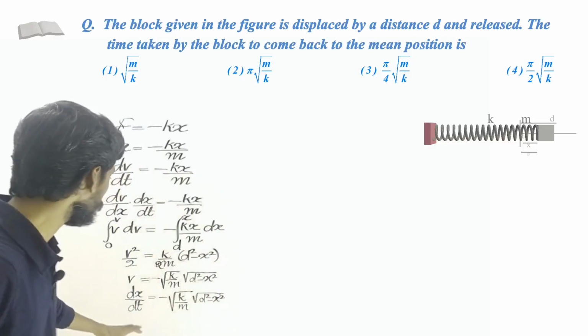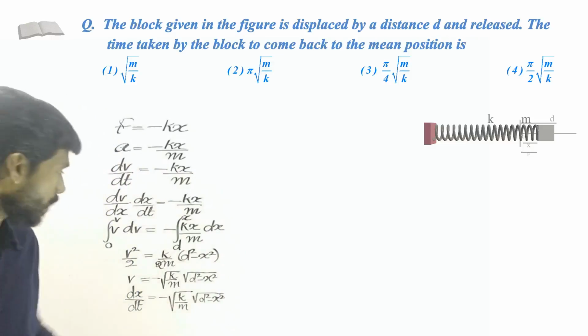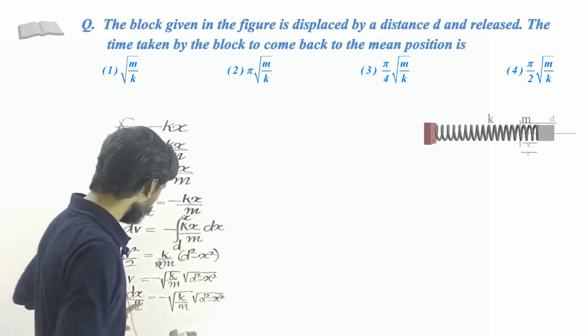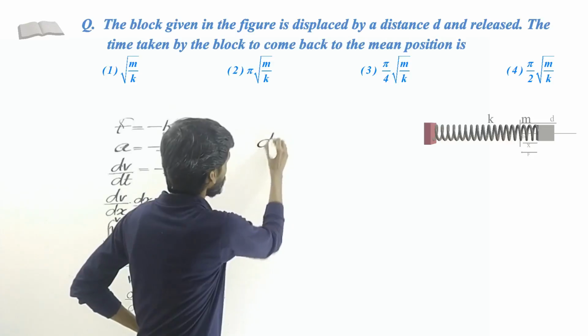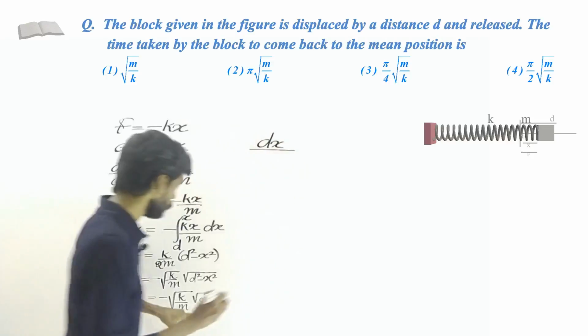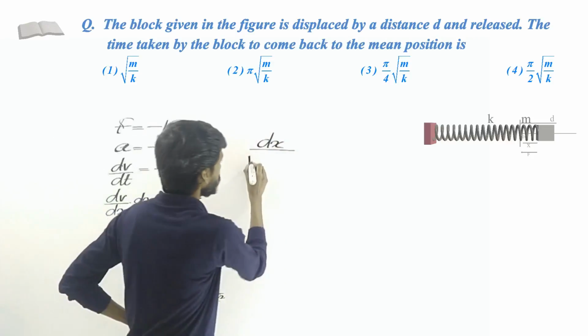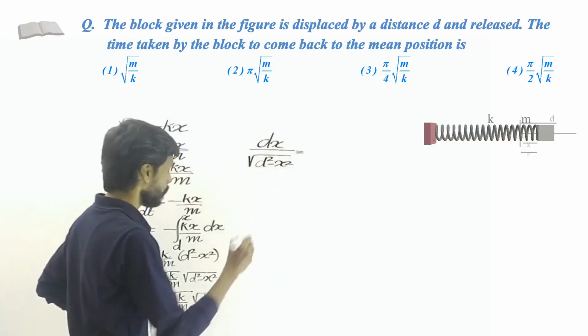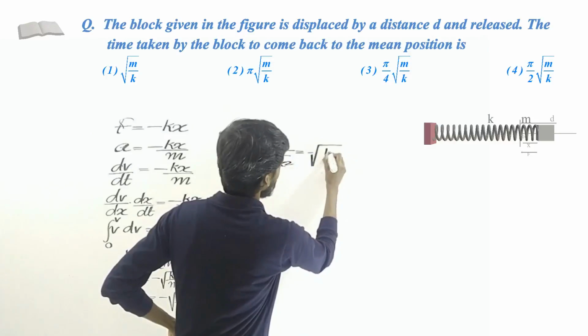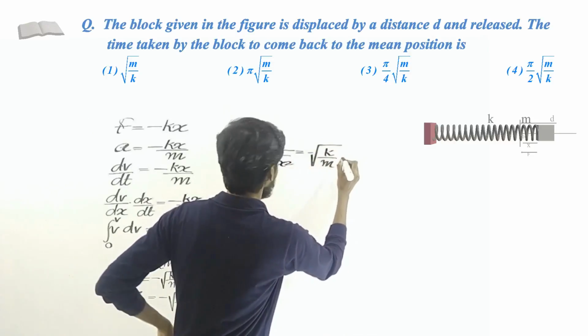We have to again do the integration to get the value of x. So let's do the integration. dx divided by root d square minus x square equals minus root k by m dt.